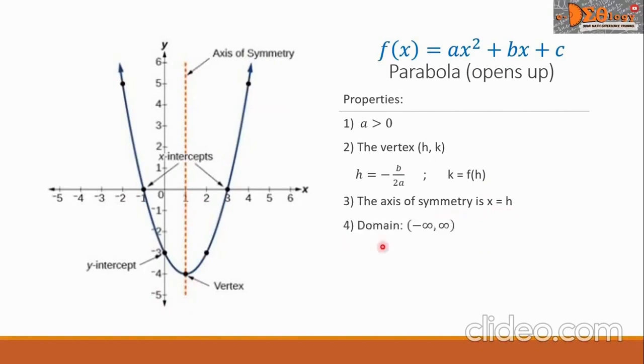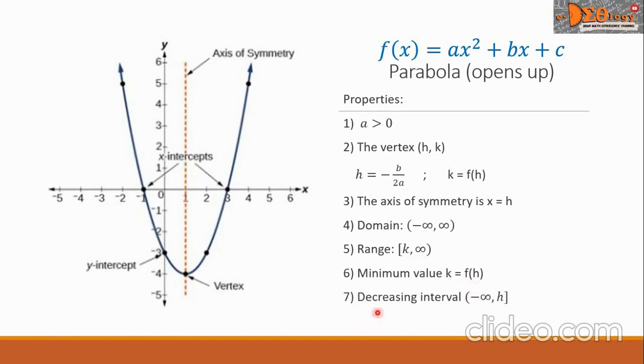Property number 4. The domain is all real numbers, and we can write it in the interval notation to be negative infinity, comma, infinity. For the range, these are the values for the y. So this is square bracket k, comma, infinity. Number 6, the minimum value, which is k, equals f(h), or we can simply copy the value that we have from the vertex. We can write here.